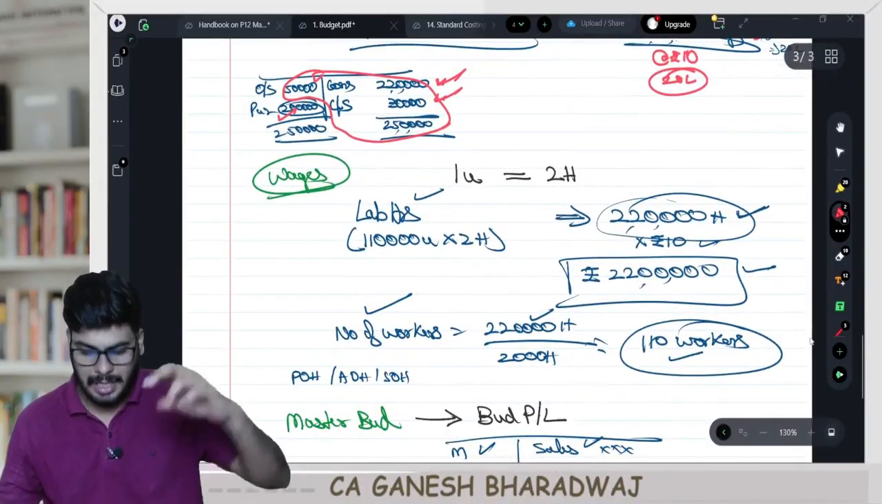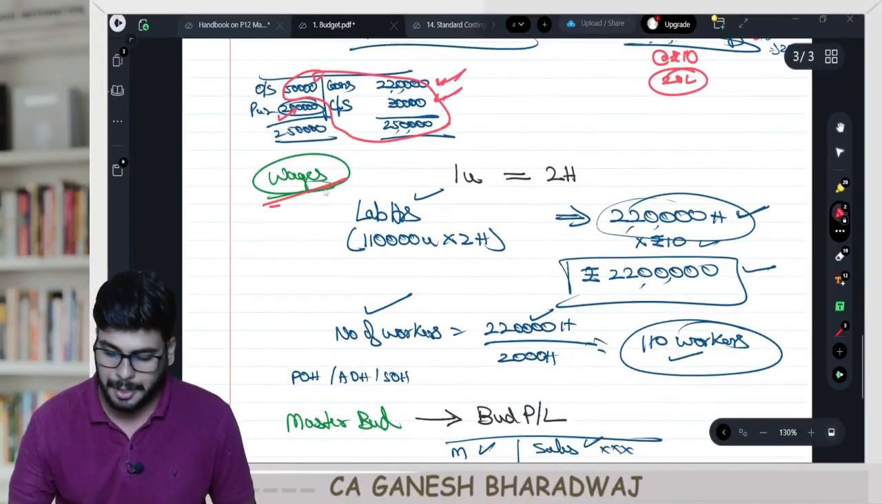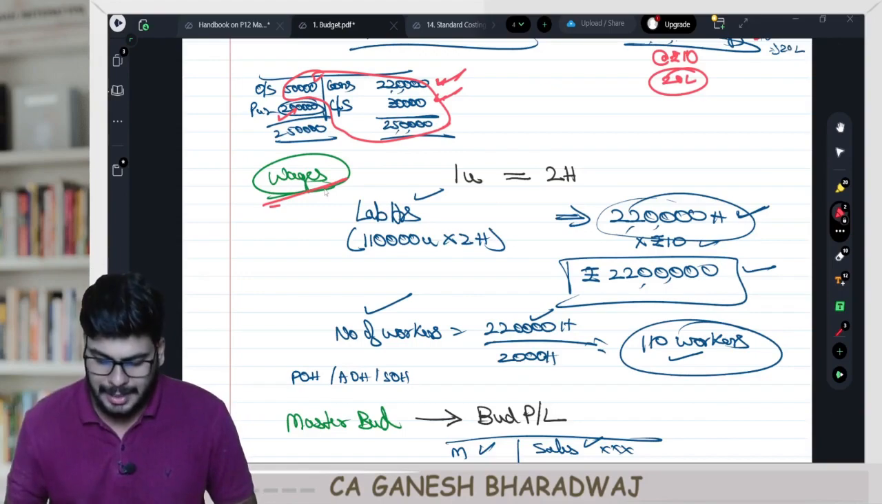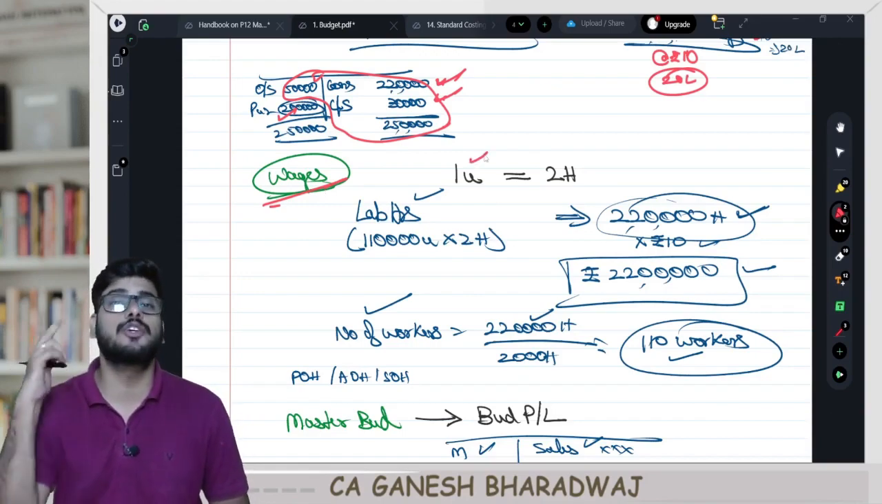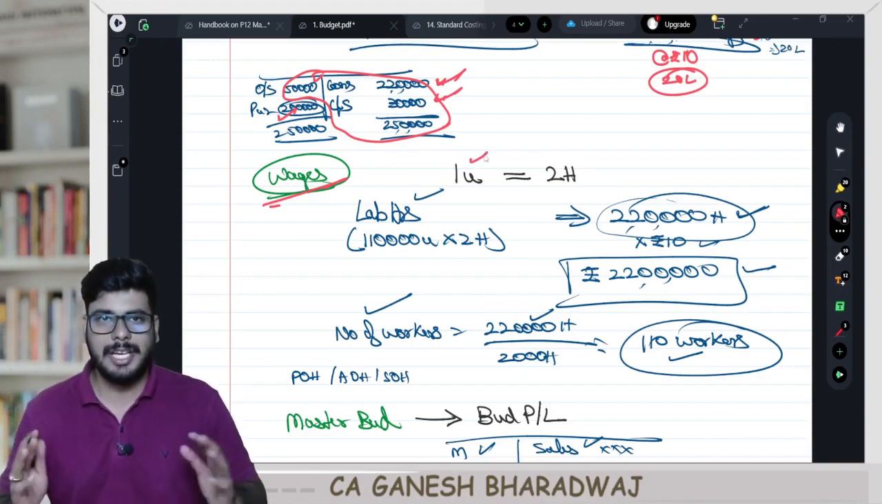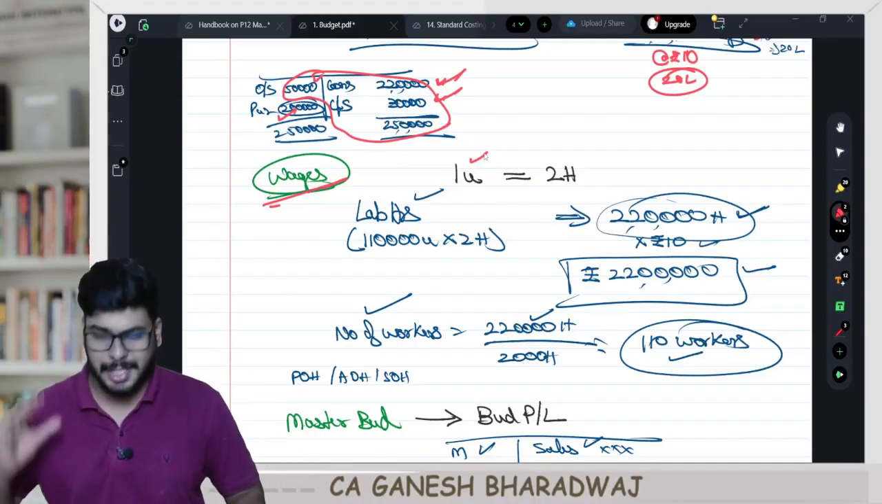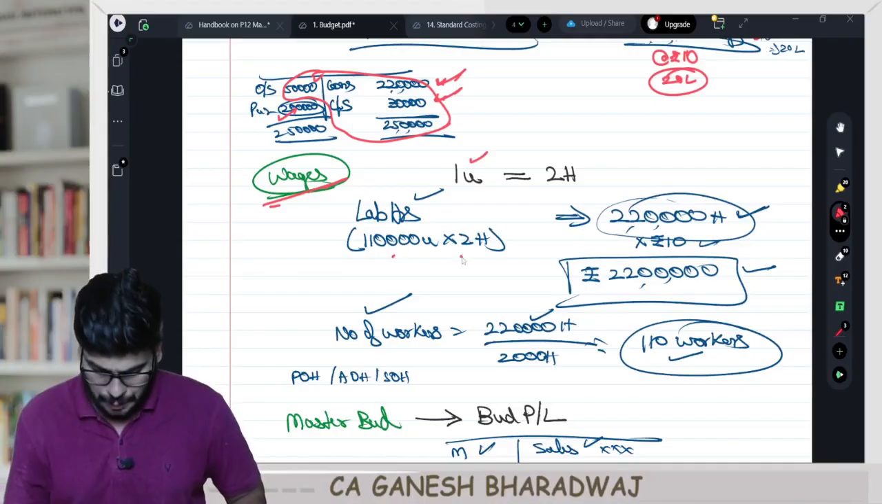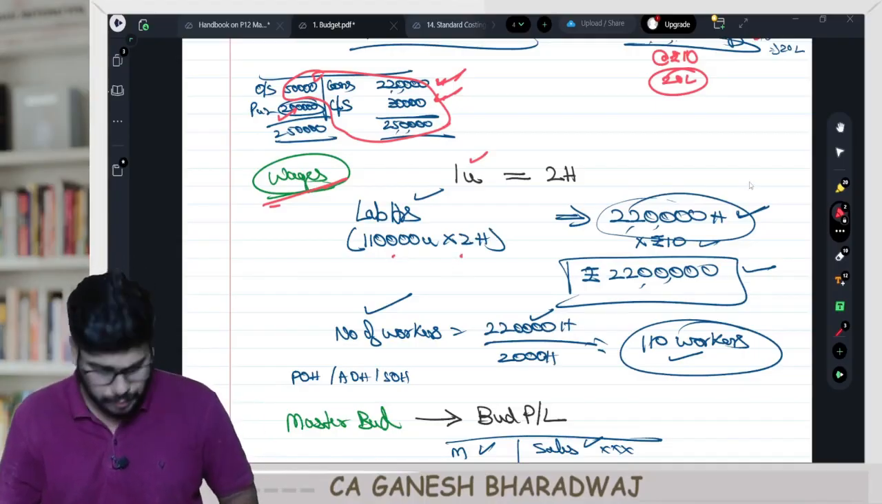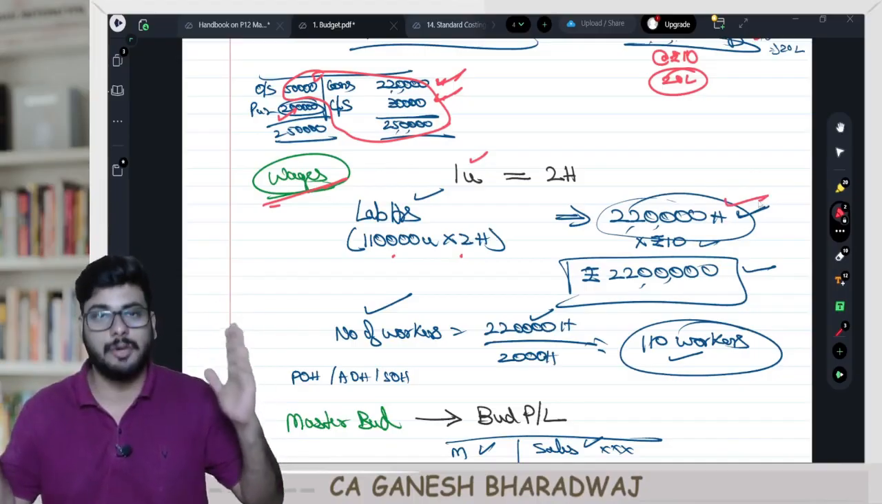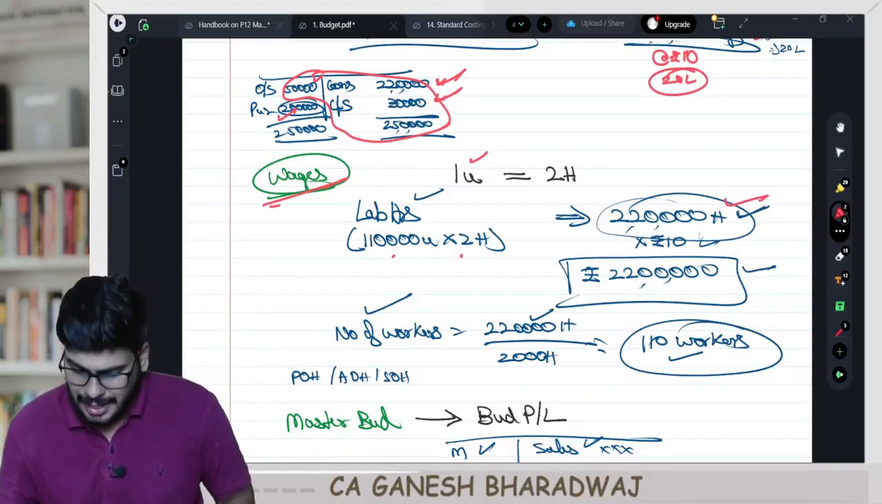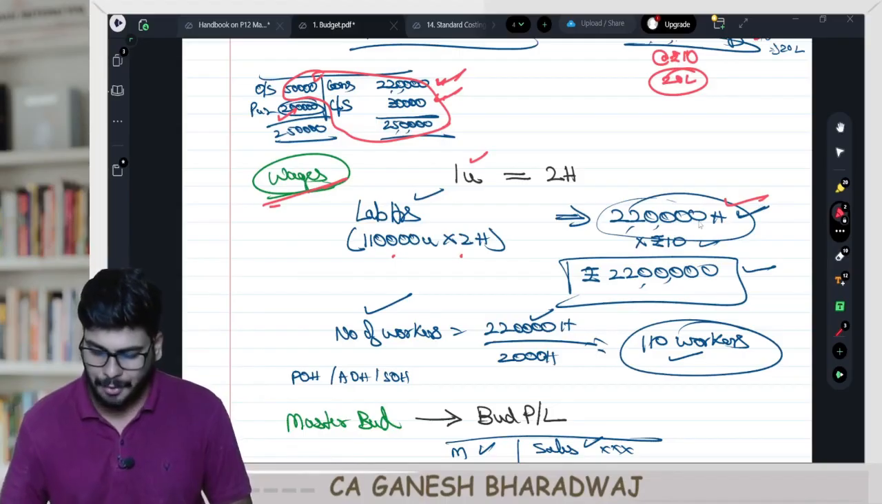Similarly, let me take one more example. Wages budget, right? Now, let us say to produce 1 unit, I require 2 hours of labor. So now in the upcoming year, I'm planning to produce how many units? 1,10,000 units, which means I need a total labor of how many hours? 1,10,000 units into 2 hours. That gives me how much? 2,20,000 hours I need, right? Let us say every hour I'm going to pay them at a rate of how much?